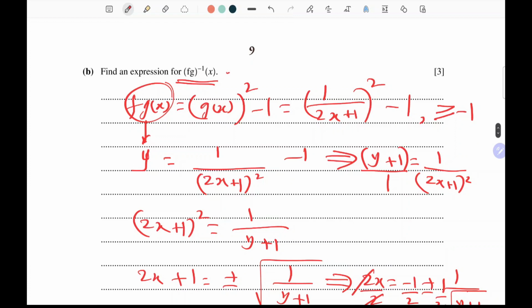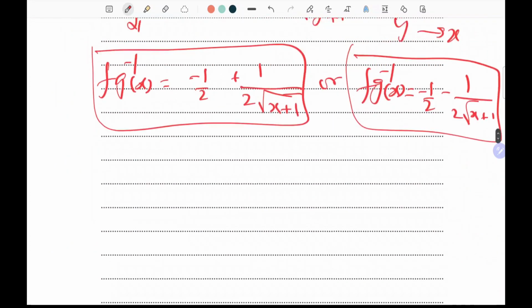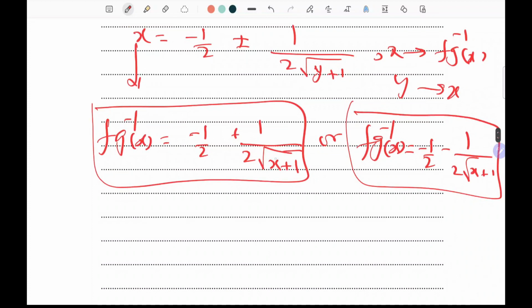So guys, the domain of fg is x less than minus half. So the range of fg inverse is also less than minus half. Now which one is smaller? Less than minus half. Not this, of course, because minus half plus something, we are adding, so we have to reject that. But we have to accept this one, because minus half and we are subtracting something. So this is our final answer, fg inverse.